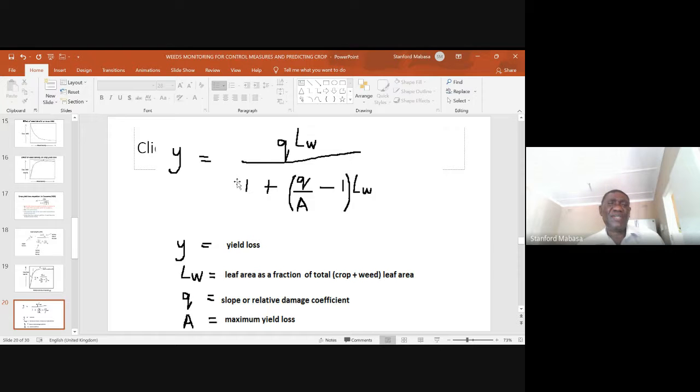So again, it's the same equation for yield loss, which I was trying to explain, where you have Q, which is the slope, multiplied by the relative leaf area of the weed, divided by 1 plus, in brackets, Q divided by A, which is the maximum yield loss, minus 1, in brackets, multiplied by the relative leaf area.